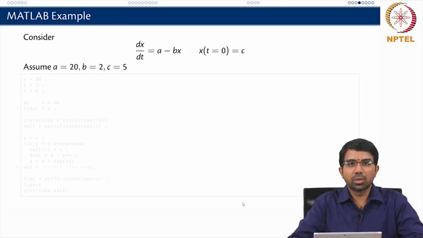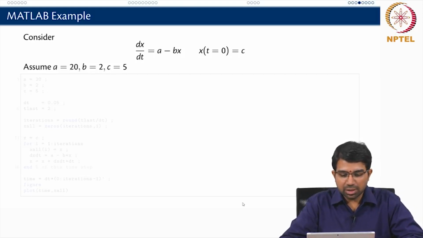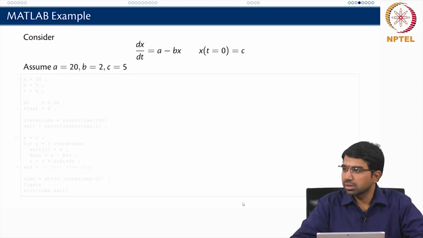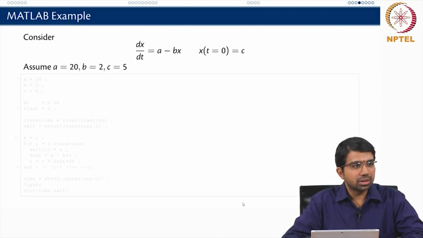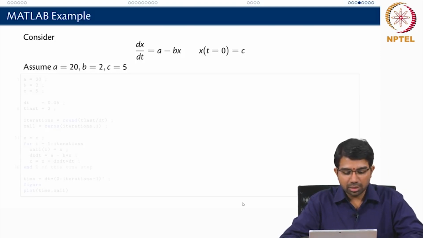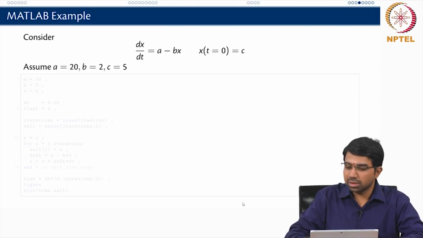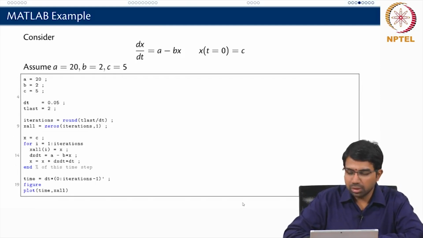Let us start with a simple ODE system, something that is very familiar. dx by dt is a minus bx. I am sure most of you can actually integrate this analytically, right? But how would you implement this in MATLAB? So, this is how you would implement it. This is quite straightforward.